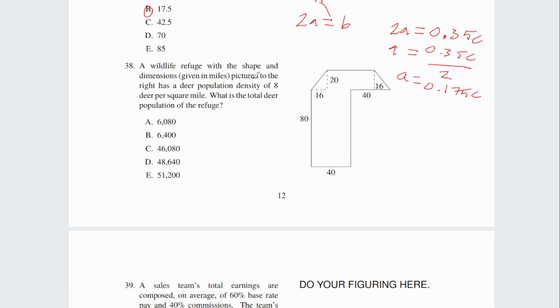A wildlife refuge with the shape and dimensions given in miles pictured to the right has a deer population density of 8 deer per square mile. What is the total deer population of the refuge? Again, this seems difficult and I'm going to skip it. And it doesn't seem difficult, it seems like it will take a long time to add up all of these little spaces.